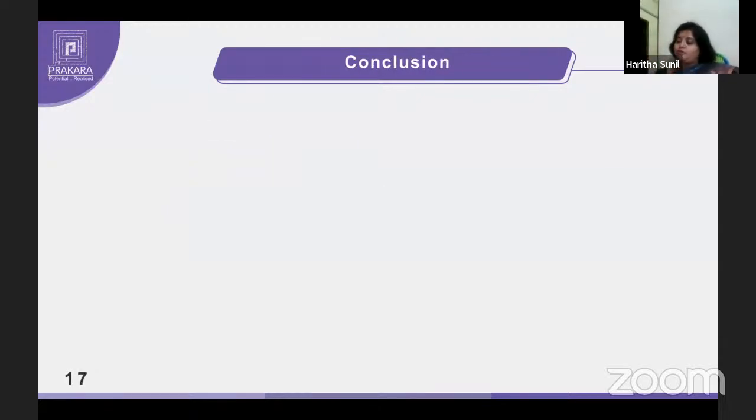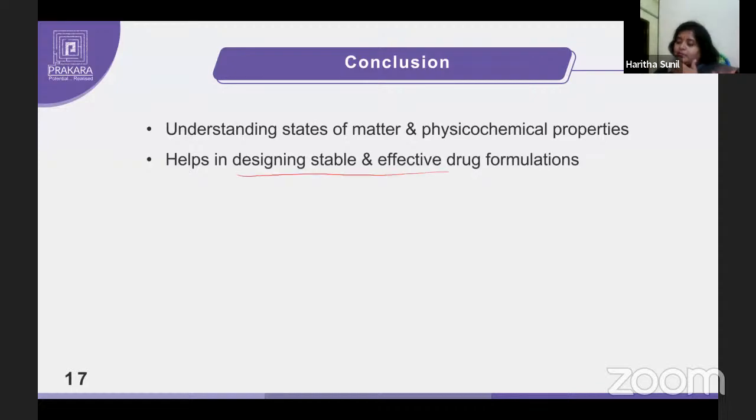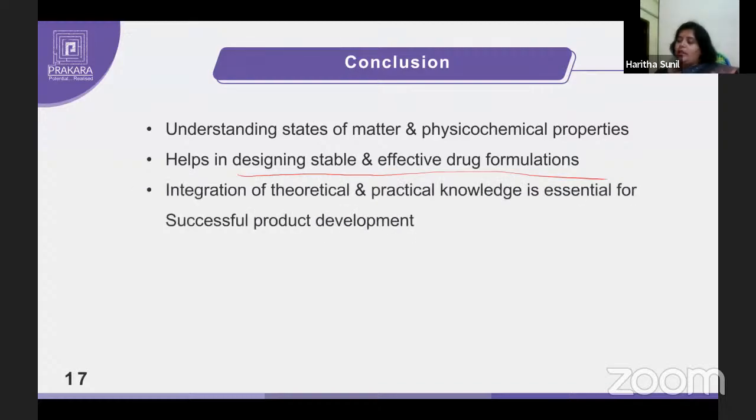And then coming to the conclusion here, always understanding the states of matter and the physicochemical properties is essential to design a stable, effective, and patient-centric drug formulation. And also, it addresses the challenges like poor solubility, low bioavailability, as well as the instability. And it is also useful in designing the stable and effective dosage forms, right? And then the integration of the theoretical and practical knowledge is essential for the successful product development.